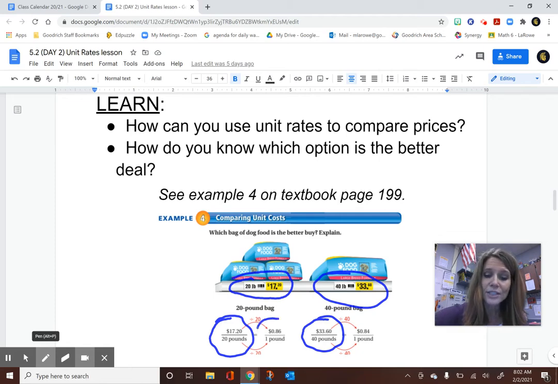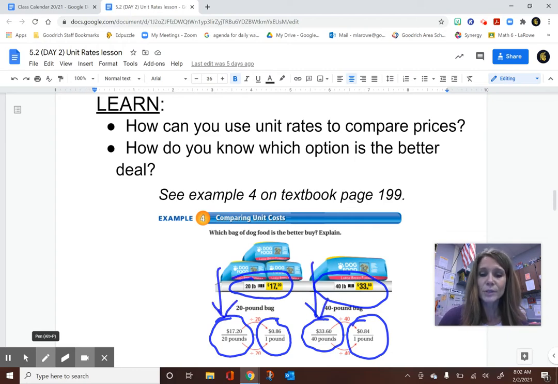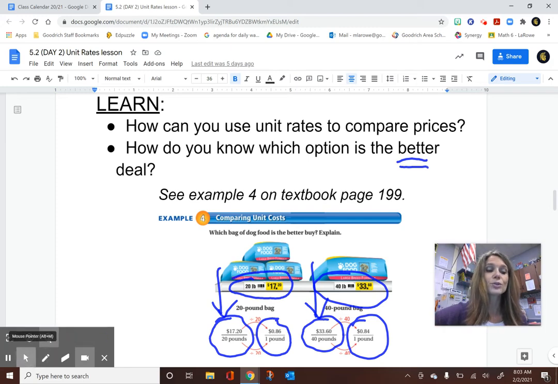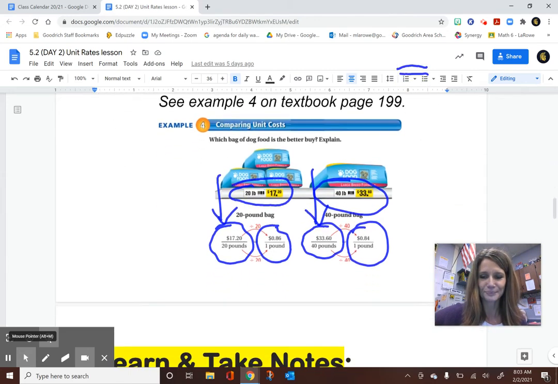So they broke it down then into a unit rate. Each rate became a unit rate. Once we know the price per pound, now we can compare. The small bag is 86 cents per pound, and the larger bag is 84 cents per pound. So if we're looking for the better deal, it's the one that's going to be cheaper per pound. So as long as we can carry 40 pounds of dog food at once, we should buy the bigger bag, assuming that we're going to use all of the dog food.